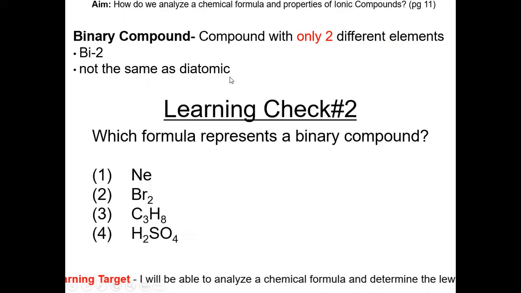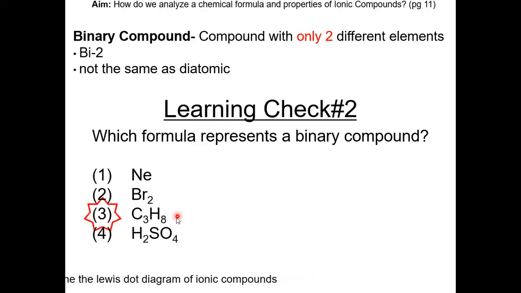So let's do a learning check. Which formula represents a binary compound? Pause the video and resume once you have the answer. Okay, so we're looking for a substance with 2 different elements. So the only answer that has two different elements is choice 3. So choice 3 is a binary compound. Choice 2 is a diatomic element.